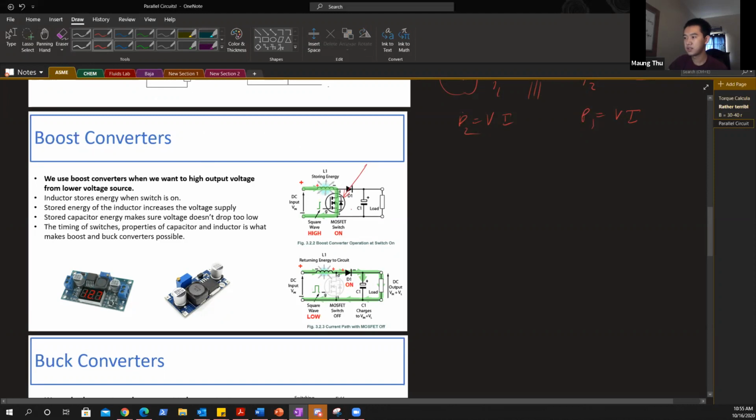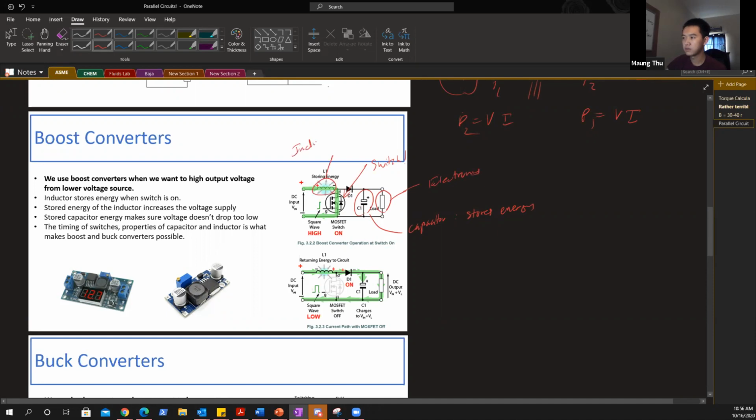Just think of the MOSFET, at least in this situation, as just a switch. Nothing else, just an on and off switch. This is your capacitor here, and you should know a capacitor stores energy. This is a load, or anything that you're trying to power electronically. And this is your inductor.